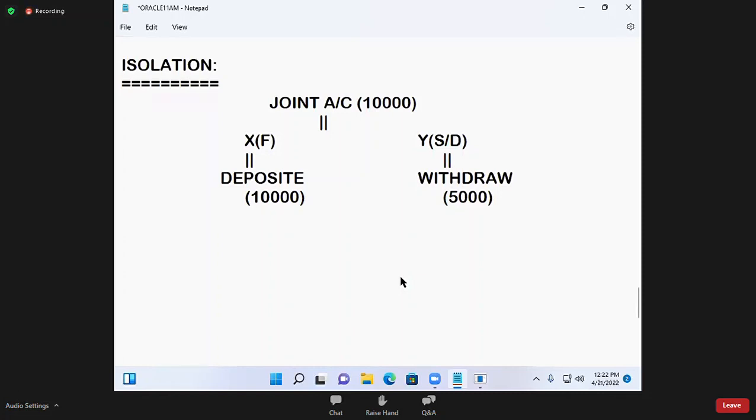How is it independently maintained by your database servers? With the help of what now? Isolation. So isolation means what now? Every transaction will be independent. One transaction never interferes with another transaction. Okay, now this is what the next one is called, D. D stands for durability.